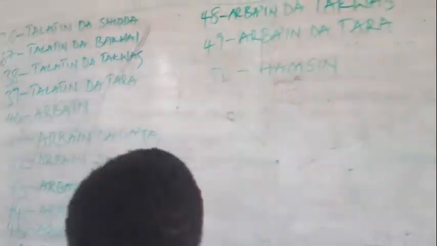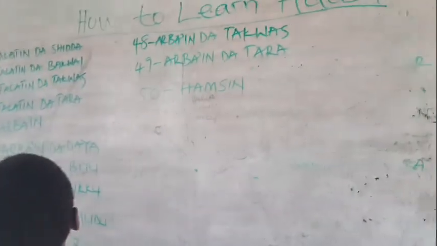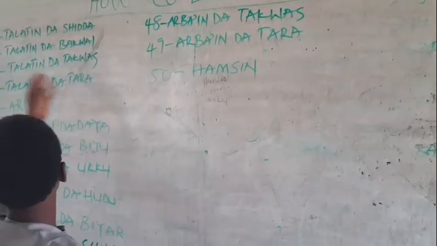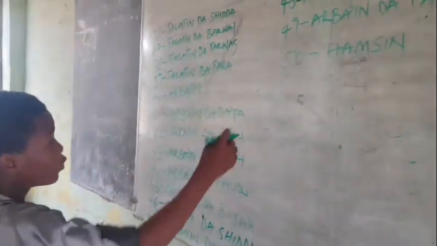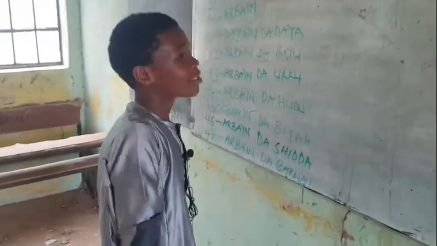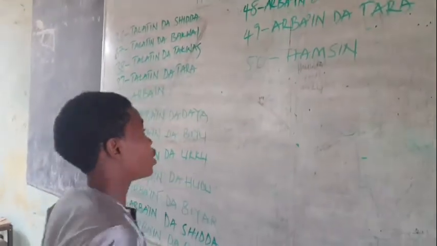So as you can see here, we have given you 30 numbers here with their names in Hausa. So by tomorrow we'll continue from 50 to 100.